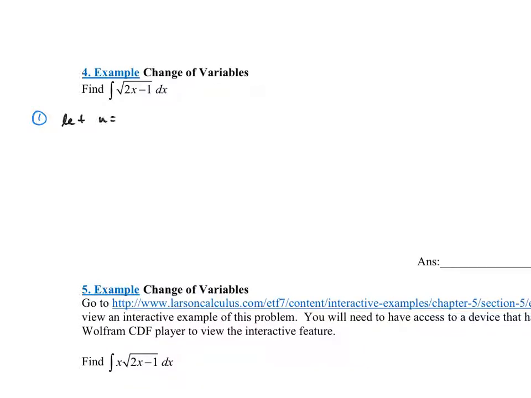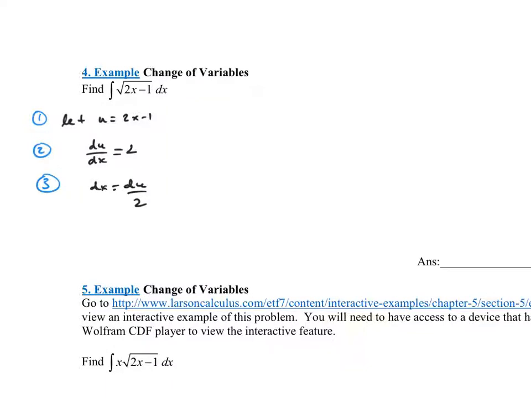So let's let u be the inside, which in this case is 2x minus 1. Step 2 would be take the derivative of both sides, so we would have the derivative of u with respect to x. Well, the derivative of 2x minus 1 is simply 2. Step 3 is solve for that dx. Again, we're going to do our cross multiplying, multiply both sides by dx, divide both sides by 2, and I'd end up with dx equals du over 2.